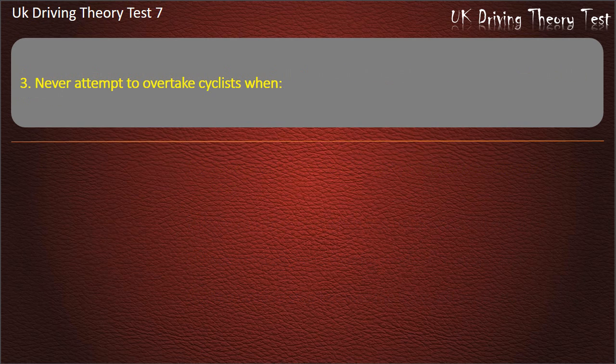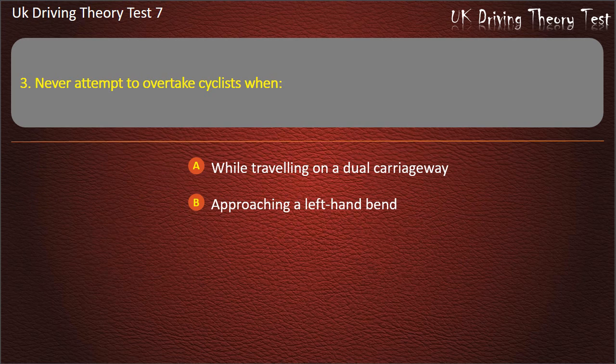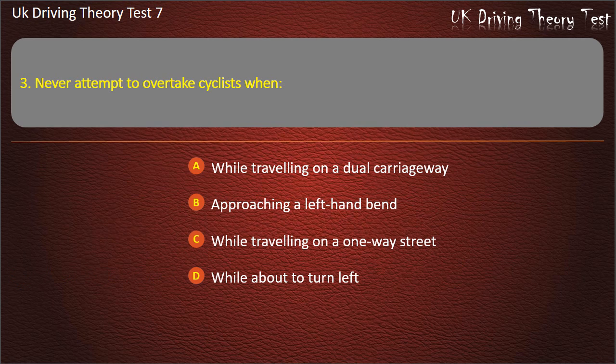Question 3. Never attempt to overtake cyclists while traveling on a dual carriageway, approaching a left-hand bend, while traveling on a one-way street, while about to turn left. Answer. While about to turn left.